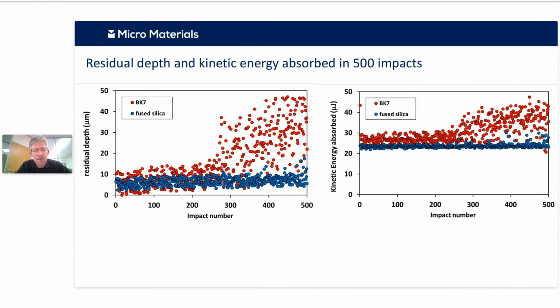On the right, you can see the quantitative kinetic energy absorbed per impact, and you can see again the differences between those two materials. It also pulls out quite nicely differences in the kinetic energy before that transition. So these again relate to the mechanical properties in the different classes.